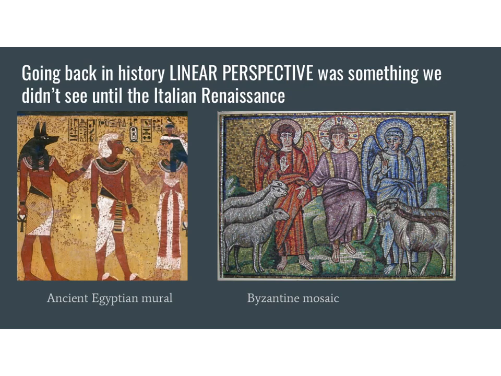Now, if you look at the image on the right, this is a mosaic from the Byzantine era. You can see three people, and we can see some overlapping for sure, but we don't really see foreground, middle ground, background. It still seems pretty flat. It wasn't until later on, during the Italian Renaissance, that linear perspective became something that you saw in artwork.